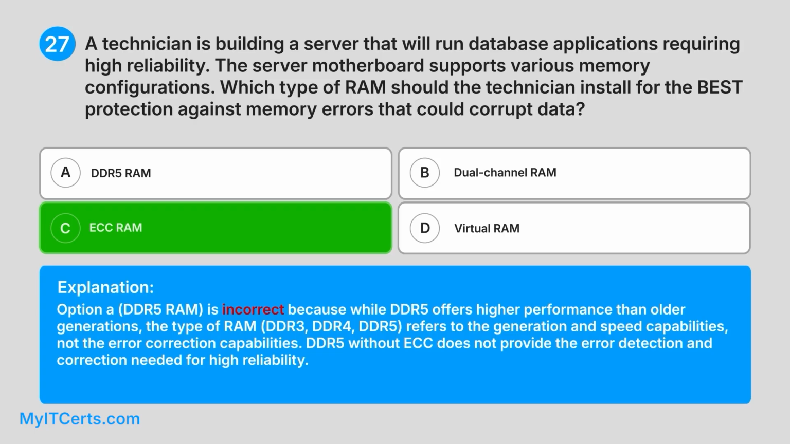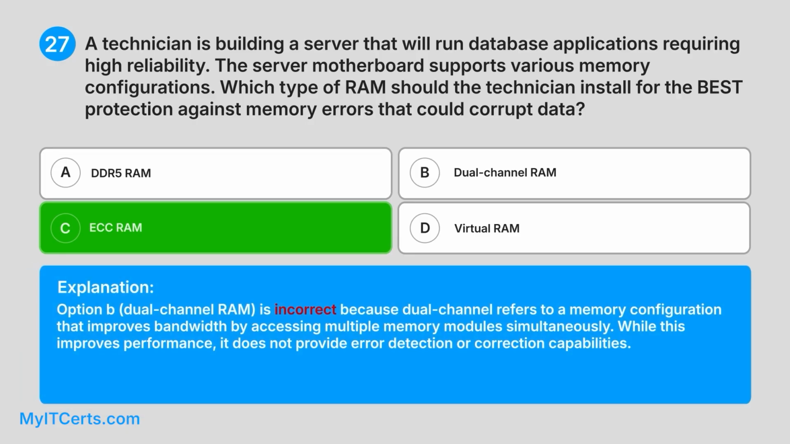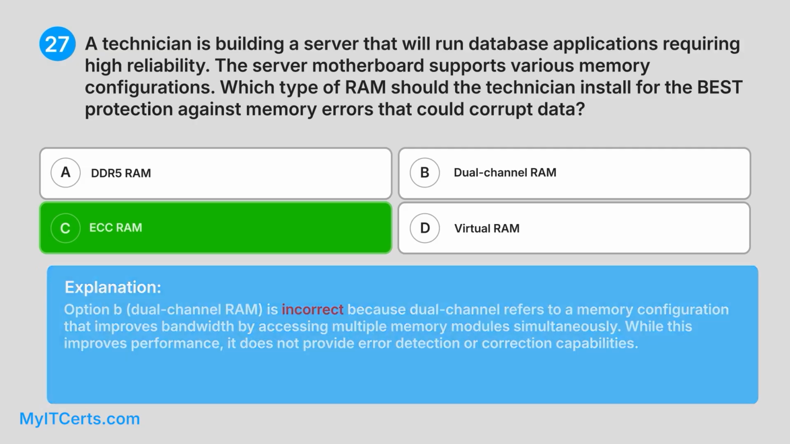Option A is incorrect because while DDR5 offers higher performance than older generations, the type of RAM, DDR3, DDR4, DDR5, refers to the generation and speed capabilities, not the error correction capabilities. DDR5 without ECC does not provide the error detection and correction needed for high reliability. Option B is incorrect because dual-channel refers to a memory configuration that improves bandwidth by accessing multiple memory modules simultaneously. While this improves performance, it does not provide error detection or correction capabilities.